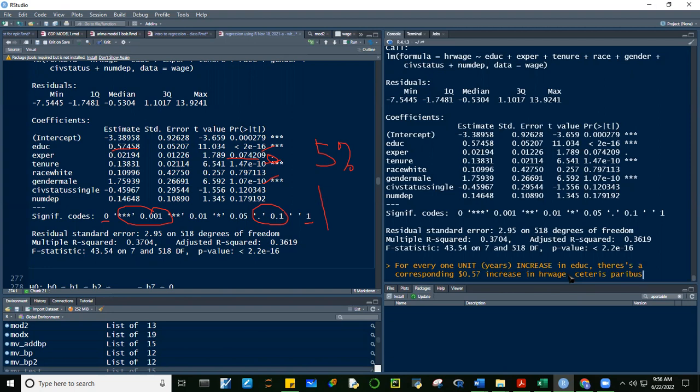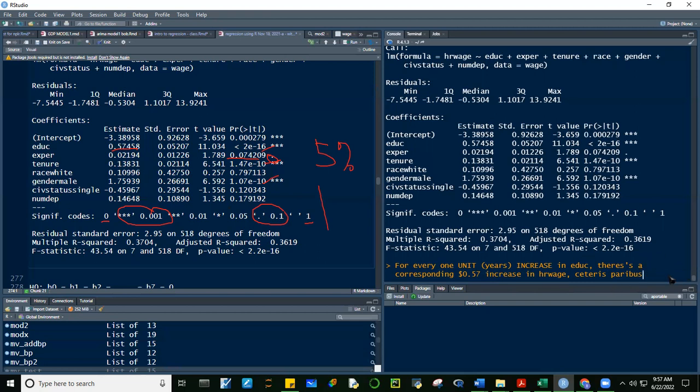Ano ibig sabihin nito, guys? Itong slope na to, itong 0.57 na to, which is significant, no? It's significant, which means that it is a value other than zero. Okay, we have this confidence that the slope for education is not equal to zero. Okay, so ano siya? 0.57. Anong ibig sabihin ng 0.57 na yan? Sa bawat isang taon na mag-i-increase yung education, there's a corresponding $0.57 increase in hourly wage, ceteris paribus.